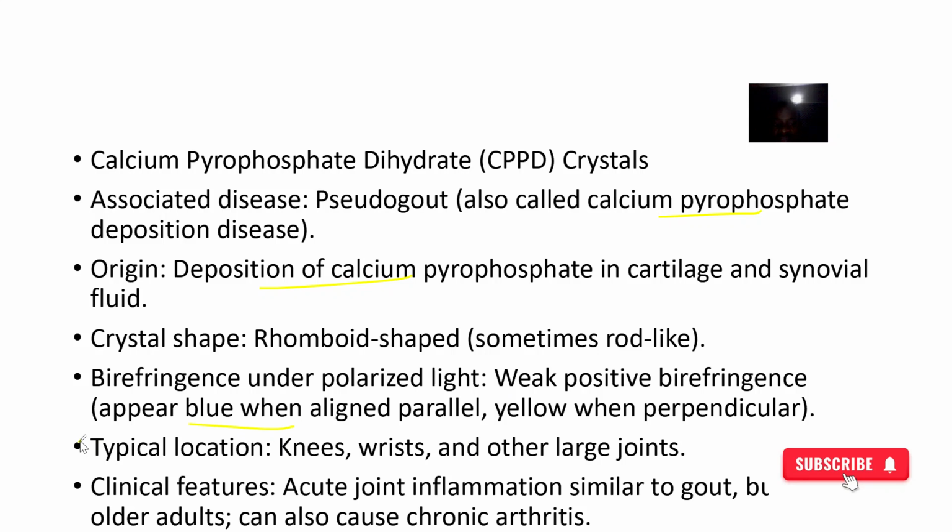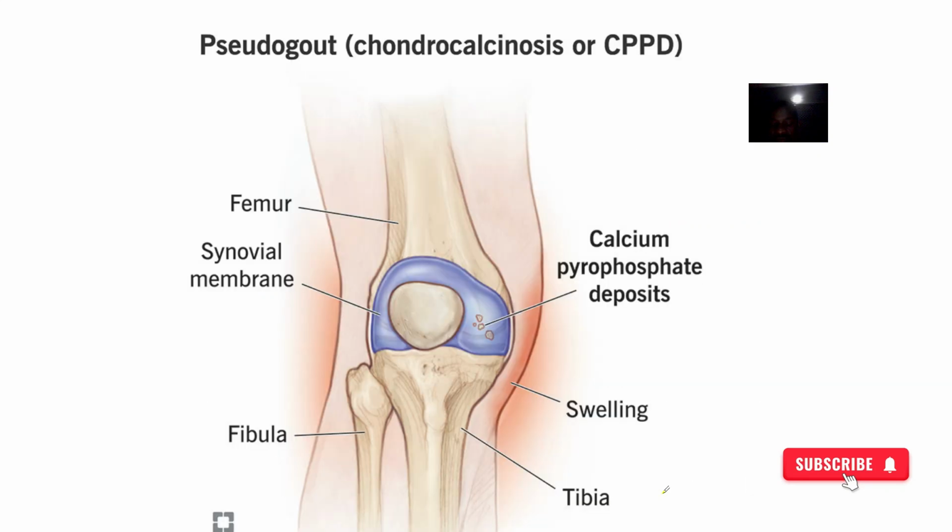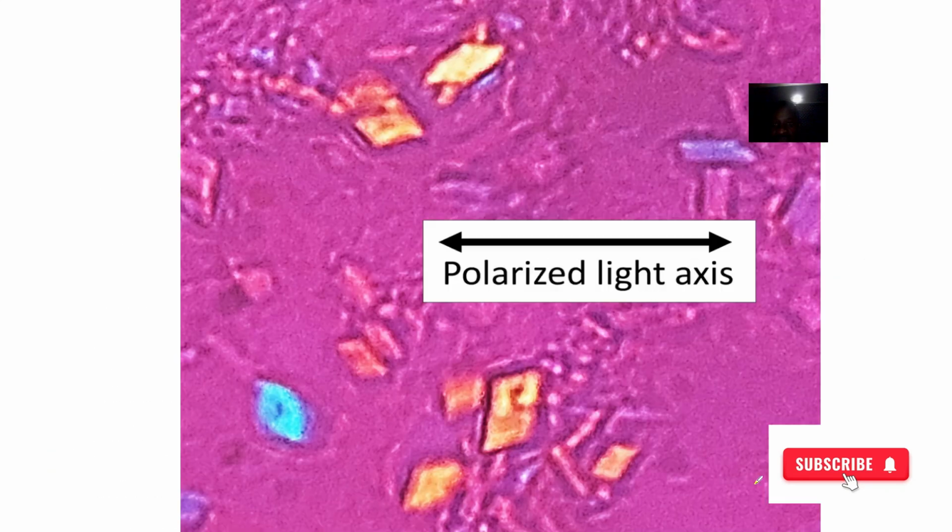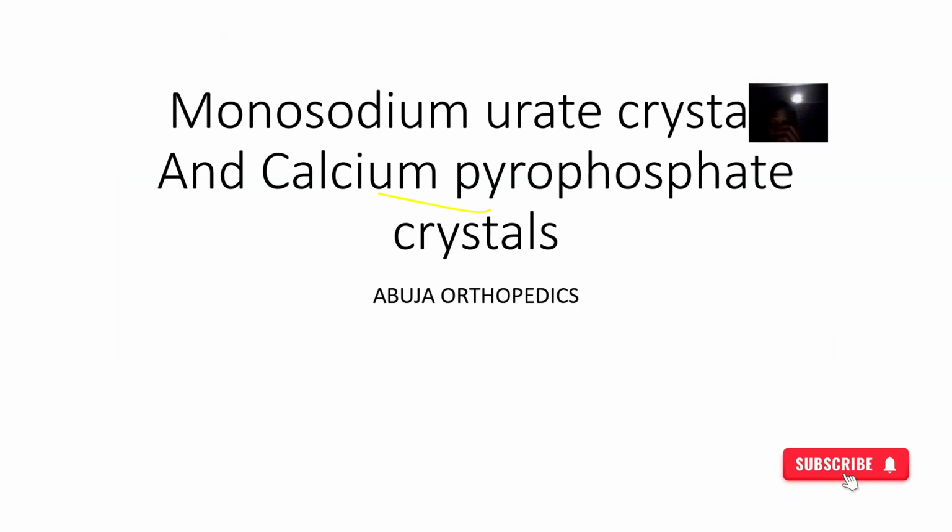It's typically deposited in the knees, the wrist, and other large joints. It causes acute joint inflammation similar to gout, but often in older adults. It can also cause chronic arthritis. Okay, so that's what we have for these two crystals and their differences.